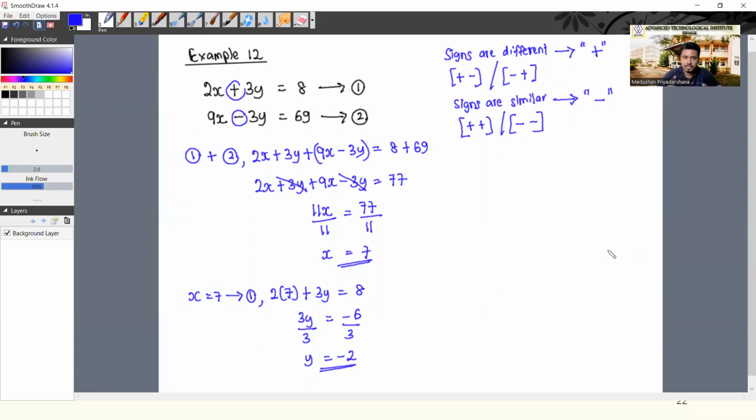How do we decide that? For that we need to refer to the signs. If the signs in the two equations are similar, then we need to deduct. If the signs are different, then we need to add in order to eliminate that particular variable. So likewise, we can get the values of one variable.